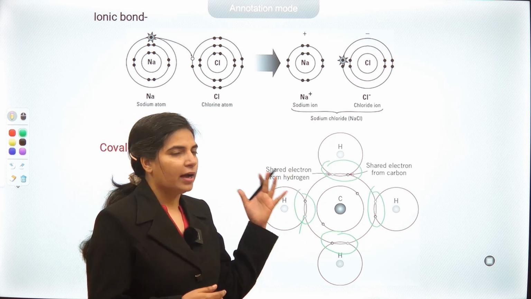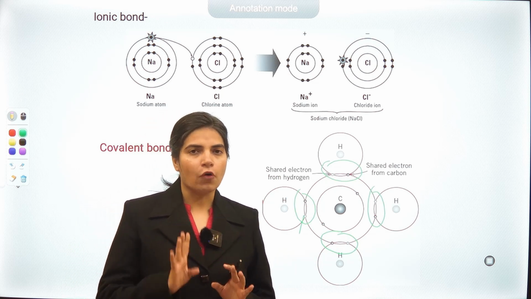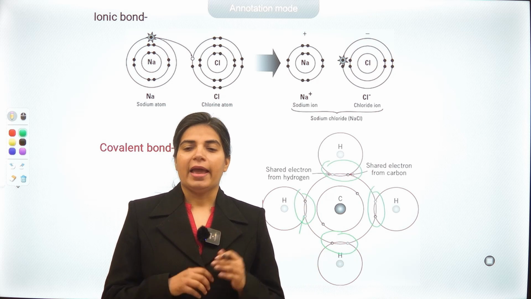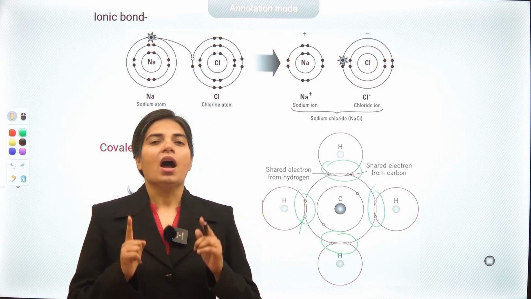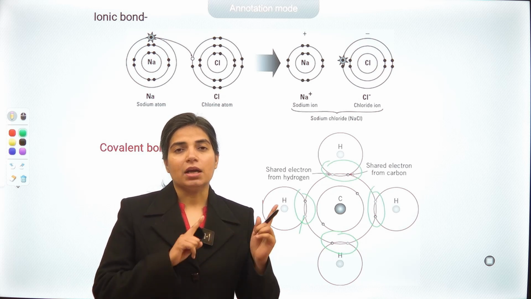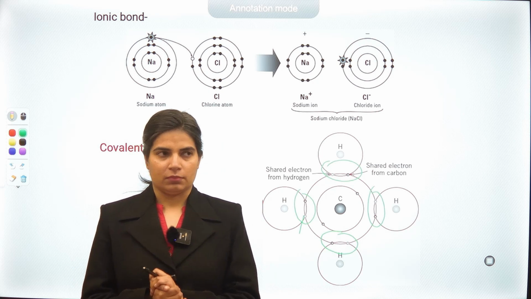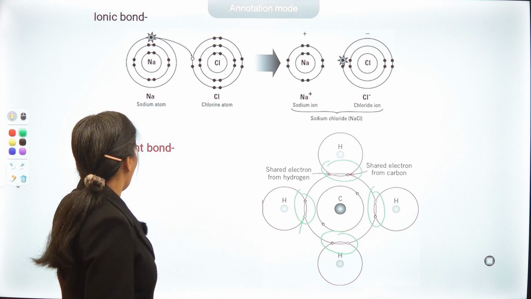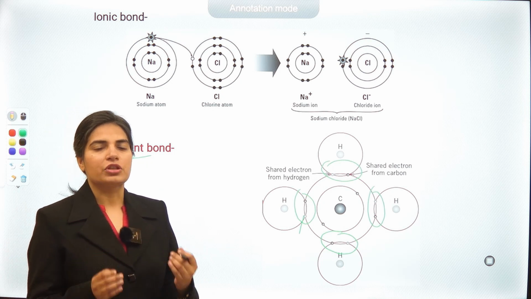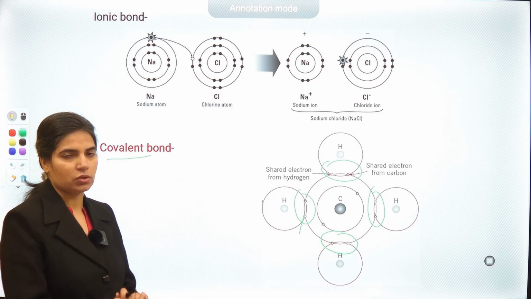In this case, carbon has completed its octet by sharing 4 electrons, that is from the 4 hydrogen atoms. And on the other hand, hydrogen has completed its duplet by gaining 1 electron from the carbon. So this is all about covalent bond. Covalent bonds are those which are formed by sharing of electrons, as we have discussed in the case of CH4.